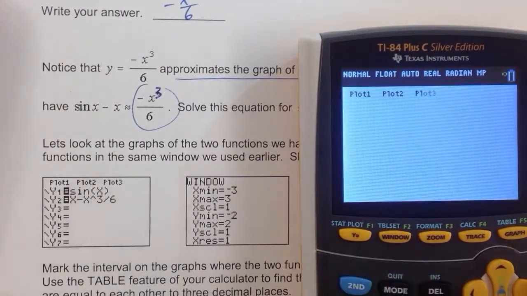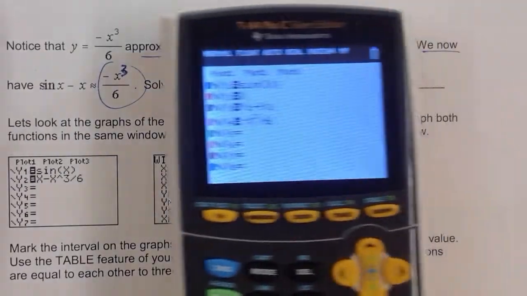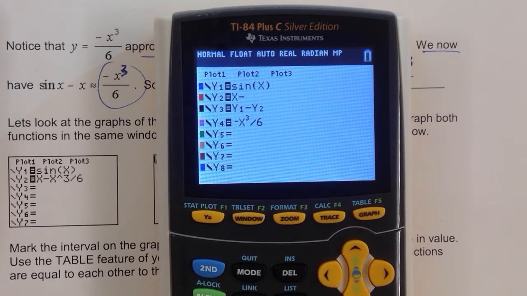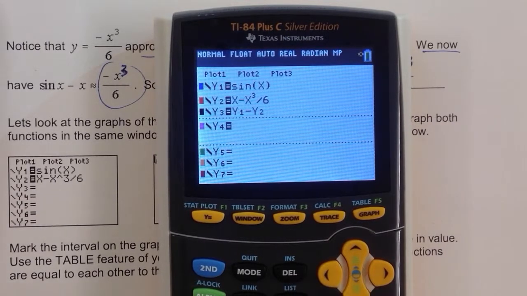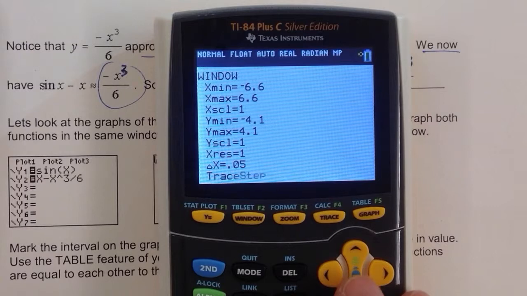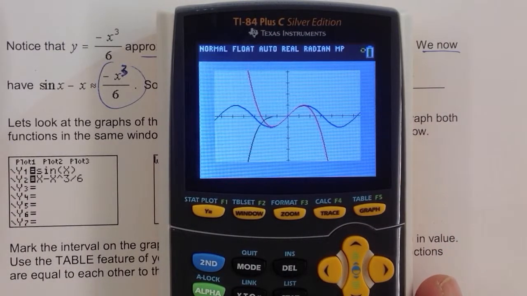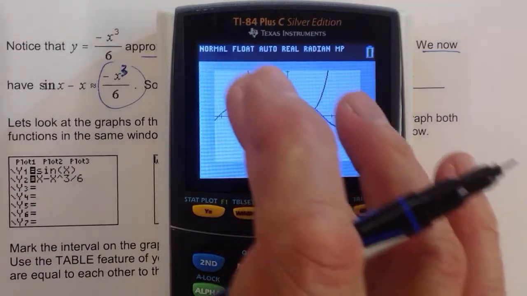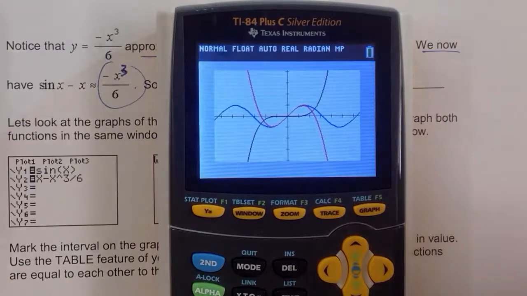So we're building a polynomial that we think would be a good fit for the sine of x. Again, our goal is to come up with a polynomial to approximate the sine of x. So x minus x cubed divided by 6, and we'll do that same thing. We'll go ahead and graph all three, but I want to adjust my window so that my x-res is 3 so that it graphs faster. So there's our sine of x, there's our polynomial approximation now, and we can see the black curve again is the error.